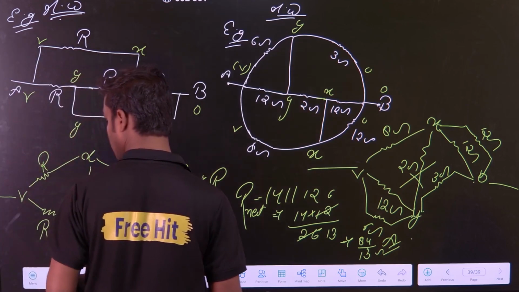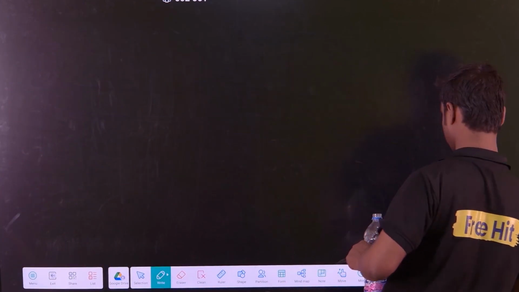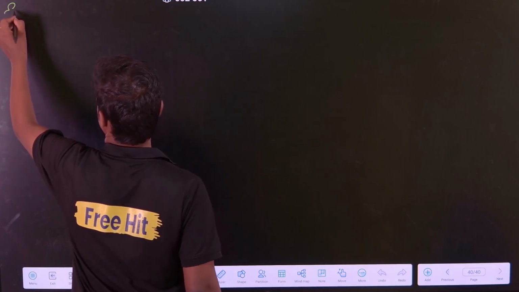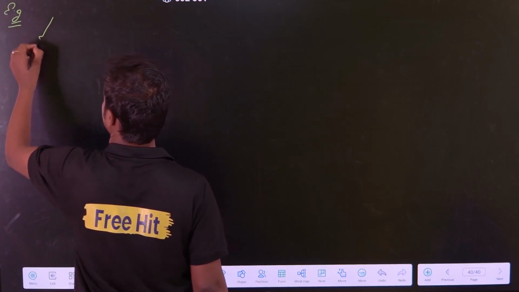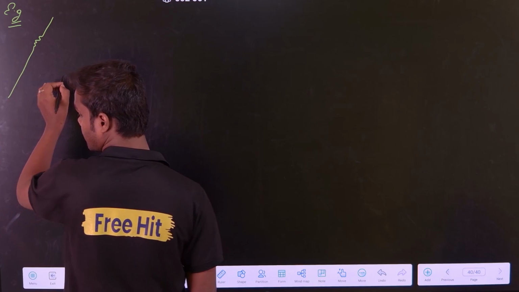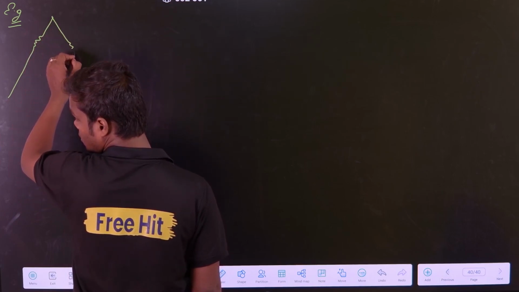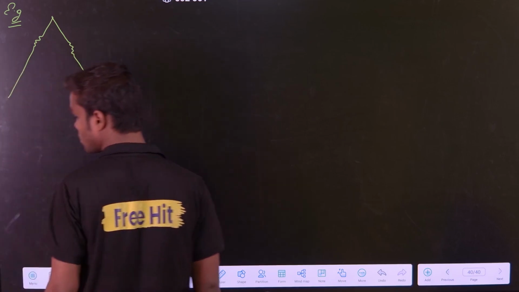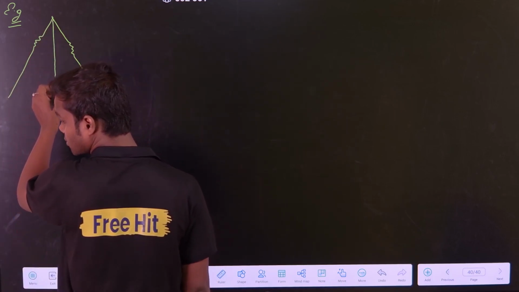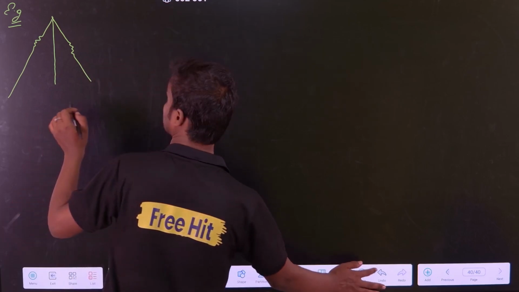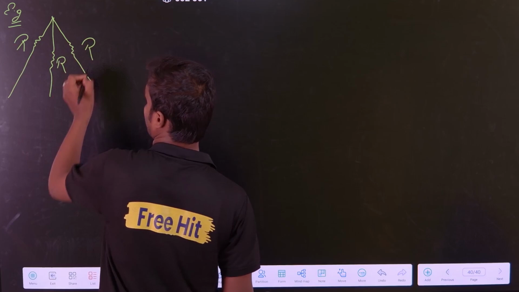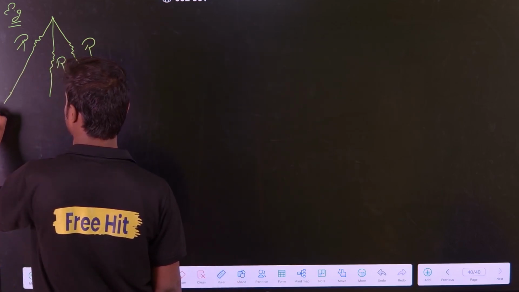Can we go further? Okay, so let us take one more example. Basically, this is resistance R. This resistance is also R. And this resistance is also R. R, R, and R.